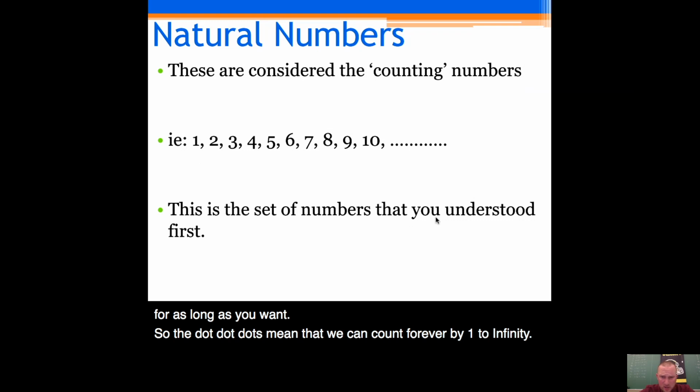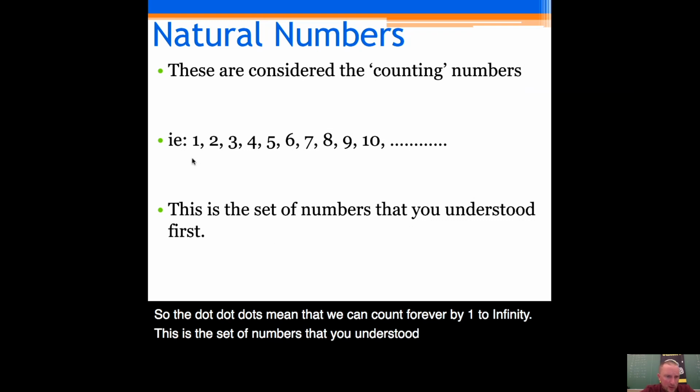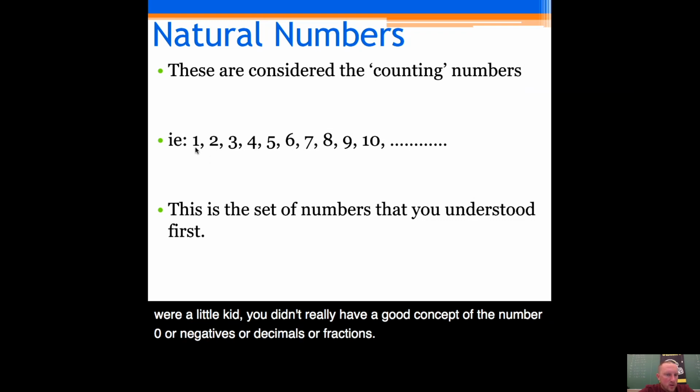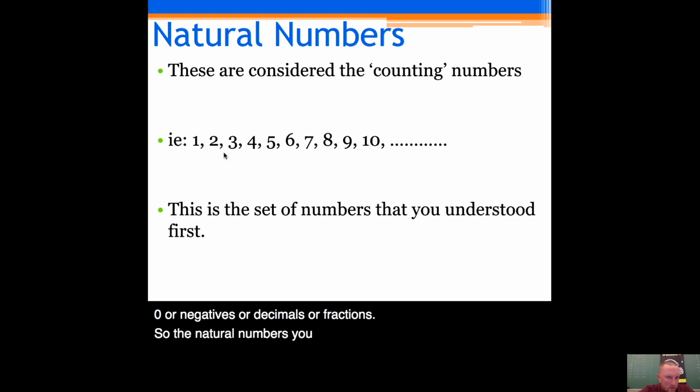This is the set of numbers that you understood first. So when you were a little kid, you didn't really have a good concept of the numbers 0 or negatives or decimals or fractions. So the natural numbers, you understood the numbers 1, 2, 3, 4, so on and so forth.